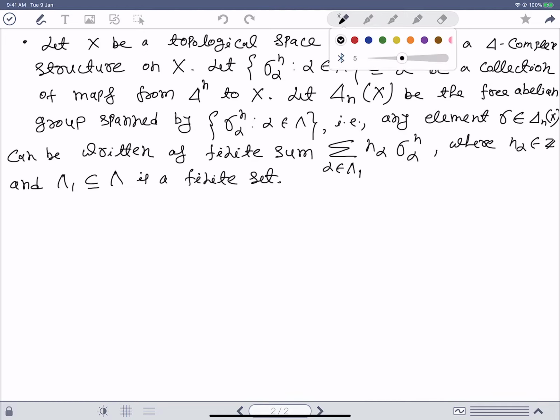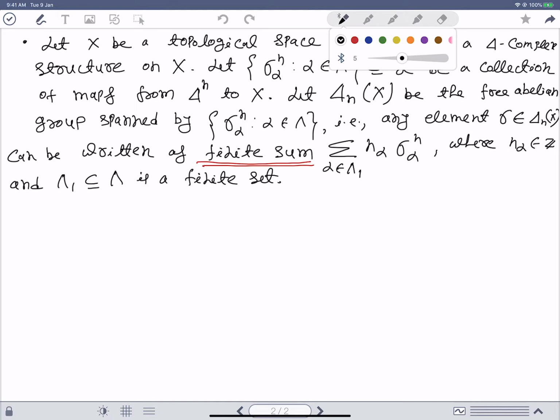So here you should remember that whenever we take some element from the Delta_n(X), it should be a finite sum. Okay. Because I have already seen that many students make this mistake, they generally take the infinite sum as well. But you have to remember that you should take the finite sum, because that is the definition of a free abelian group. Okay.